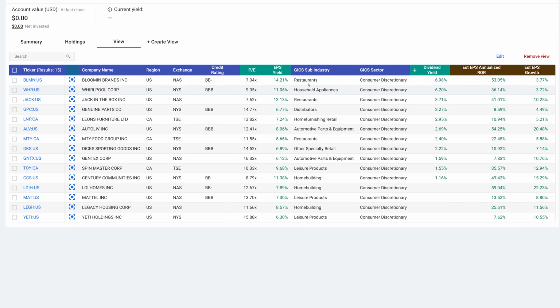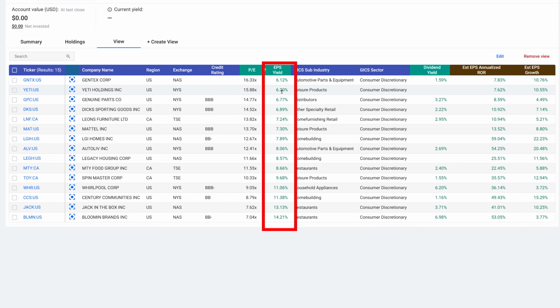Now these are stocks, if I look at the PE ratios, that all have PE ratios under 15 except for Yeti Holdings and also Gentex. So I've got a couple here that exceed the limit by a smidgen, but I've also got a bunch of them here that are well below a 15 PE. I've got earnings yields that range from 6.12%, which is above my 6% number, all the way out to 14%. Now, a higher earnings yield would indicate better value. It's really that simple. But again, we want to look at growth and consistency.